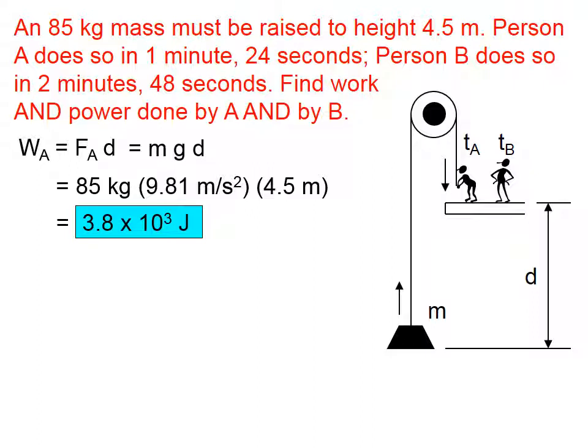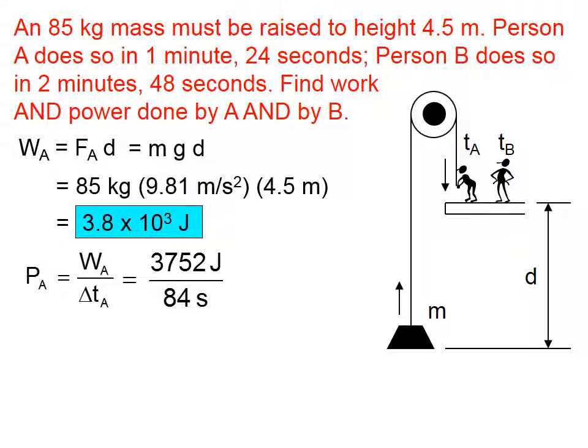or 3,800. When I calculate the power expended by person A, that takes into account how long it takes for person A to do a certain amount of work. You'll notice that I've used the actual value of the work that I calculated above, 3752, rather than my rounded value of 3.8 times 10 to the third, because I want the best possible answer that I can get for power. I don't want to use a rounded answer in calculating the next quantity, because then my next quantity will be even more off than it otherwise would be.